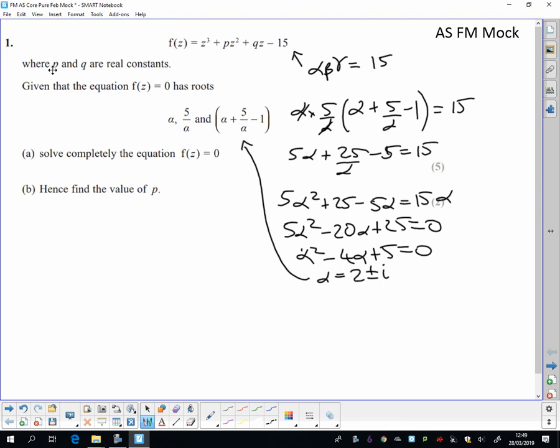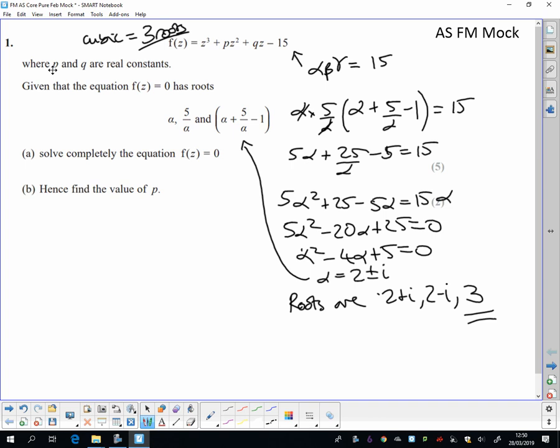Now you should find that whether you use 2 plus i or 2 minus i, they're a conjugate pair, and when you do this, you'll find you end up with the alpha and the 5 over alpha tending to the other one. So if one is 2 plus i, the other is 2 minus i, which means our roots are going to be 2 plus i, 2 minus i, and then if you sub those into the other expression, 3. Quite a few people in the exam forgot to do that and then didn't get the 3 as a root. This is a cubic, so you want 3 roots. You might get a repeated root, but you always have to check.